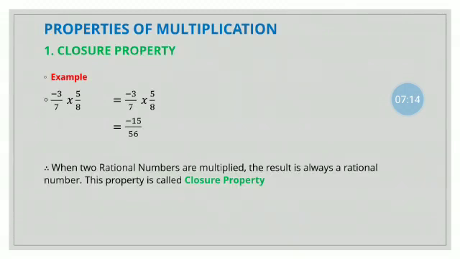Now we will start with the properties of multiplication. The first property, closure property. Example, minus 3 upon 7 into 5 upon 8. So let's multiply minus 3 upon 7 into 5 upon 8. So minus 3 into 5, that is minus 15 upon 7 into 8, that is 56. So when two rational numbers are multiplied, the result is always a rational number. This property is called closure property.